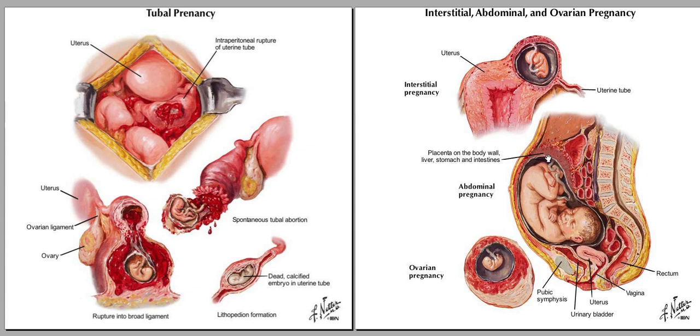The placenta on the body wall, the liver, the stomach, and the intestines too. You have your uterus over here, so this is actually occurring in the abdominal cavity. There's the rectum, the urinary bladder, and the pubic symphysis over here. So these are rare cases that sometimes do occur. The ovarian pregnancy is directly in the ovary.